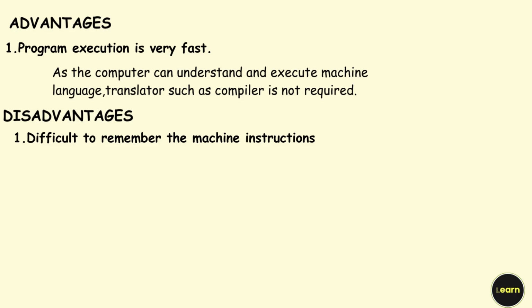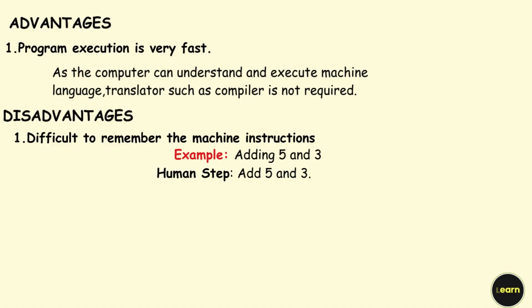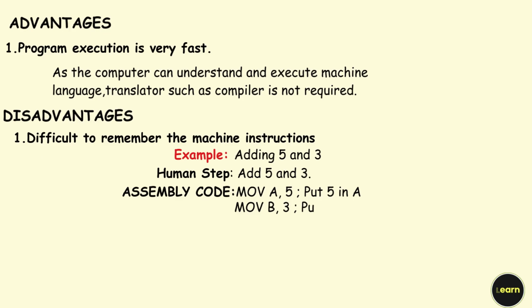Let's consider an example. Adding the numbers 5 and 3. Basically we humans directly add the 5 and 3. Now we write the assembly level code for adding the numbers. Assembly code: MOV A, 5. Here in this instruction 5 is moved into register A. MOV B, 3. Now 3 is moved into register B. ADD A, B. The addition of A and B is done as instructed in the code, then the result is stored in A.